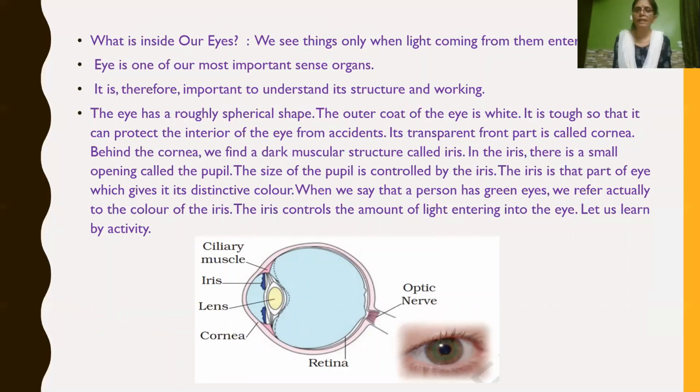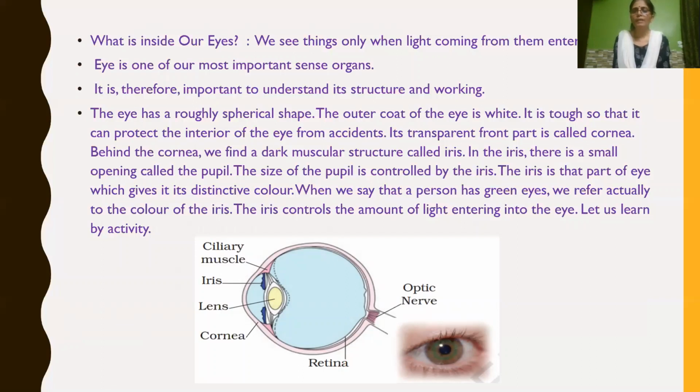Now what is there inside our eyes? We see things only when the light coming from the object, that is reflected light, enters our eyes. And the eye is a most important sense organ, so it is very important to understand its structure and function. The eye has a roughly spherical shape. The outer coat of the eye is white, and it protects the interior of the eye from accidents.